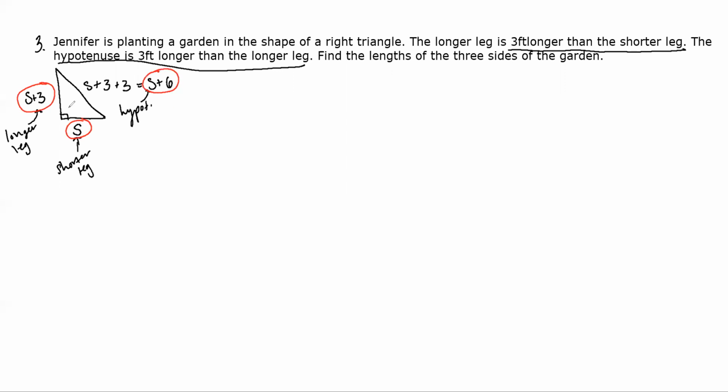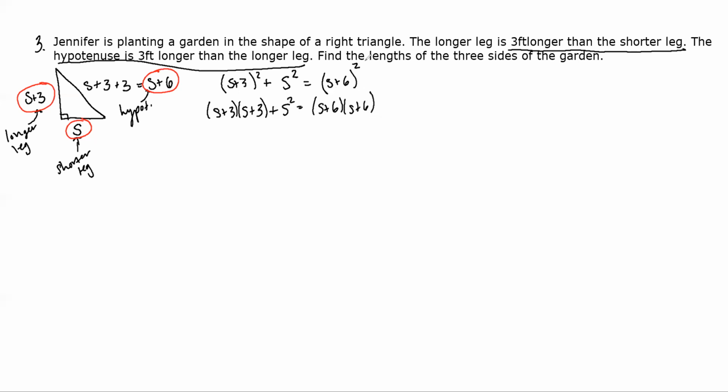We know that we have our Pythagorean theorem, so a squared plus b squared equals c squared. So a squared, we're going to have one of our legs squared. I'll start with S plus 3 squared plus b squared, so S squared, equals c squared, so S plus 6 squared. Now, if I go ahead and multiply these out, we're going to have S plus 3 times S plus 3, plus S squared, and then we'll have S plus 6 times S plus 6.